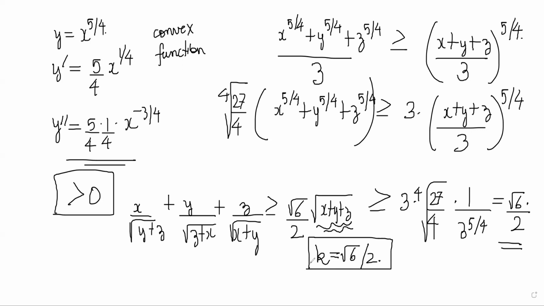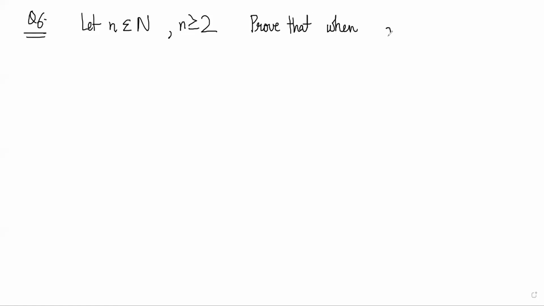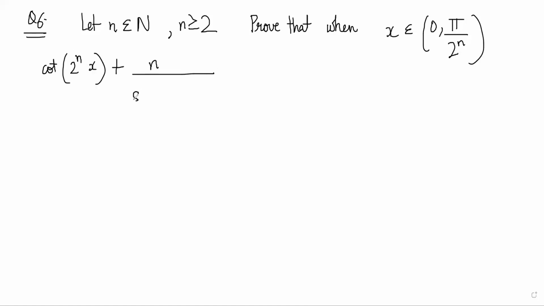Let's look at one final problem. In this one, we approach a trigonometric problem. Let n belong to natural numbers and n is greater than or equal to 2. Prove that when x belongs to 0 to pi by 2 power n, you have cot of 2 power n x plus n by sine of 2 power n plus 1 minus 2 by n into x is less than cot x. This is what we have to prove, right?